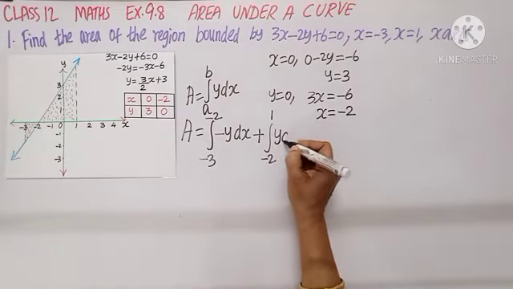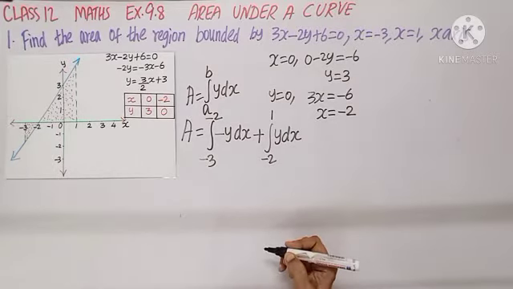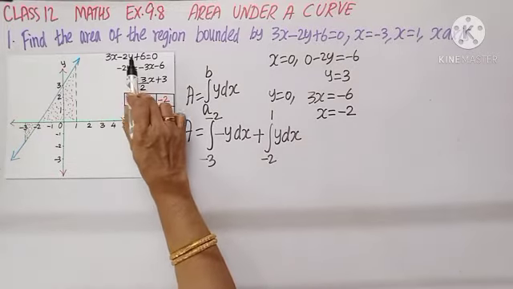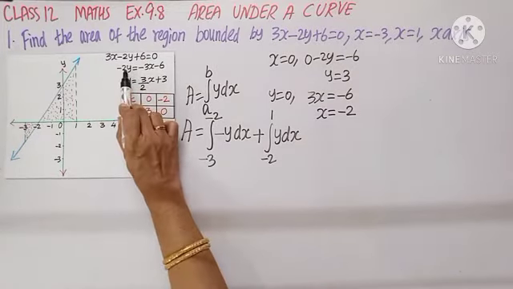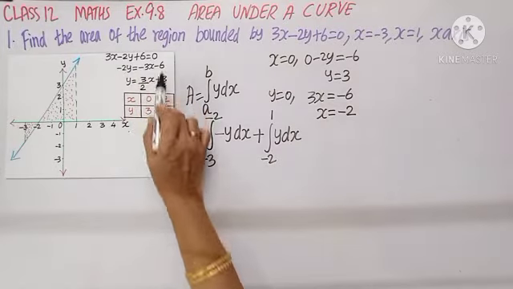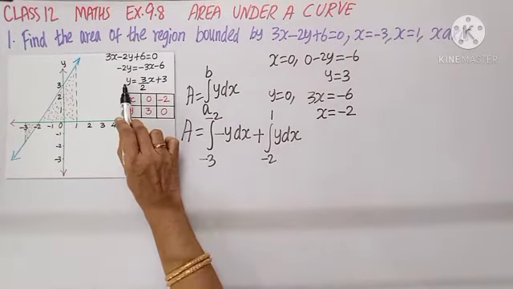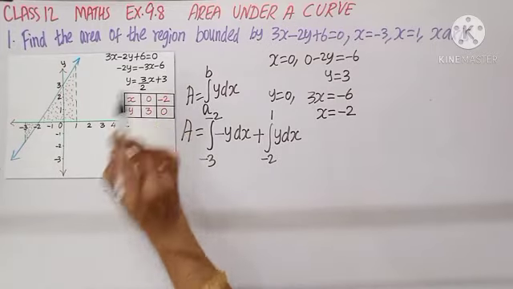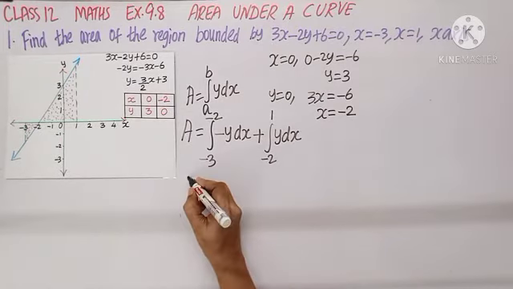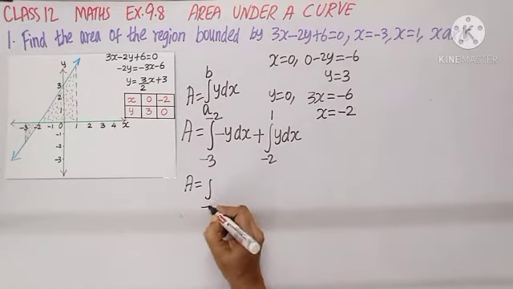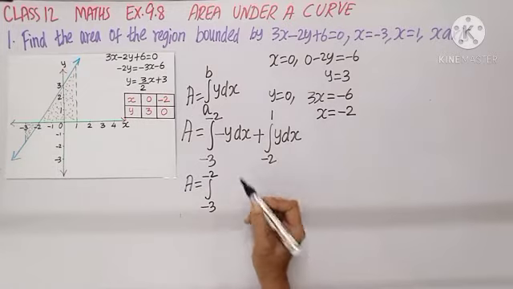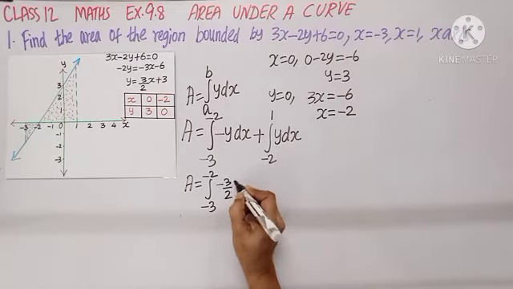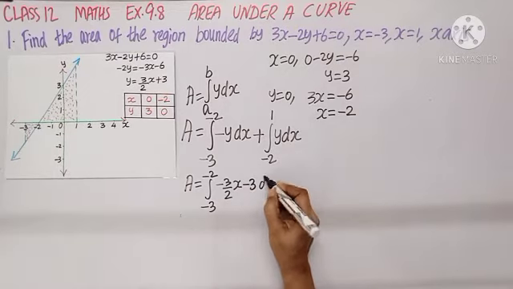So we will simply write y dx. What is y from the given straight line? 3x minus 2y plus 6 is 0. Minus 2y equals minus 3x minus 6, or y, when you divide by minus 2, is 3 by 2 x plus 3. Let me substitute. A equals integral from minus 3 to minus 2 of minus y, change the symbol, minus 3 by 2 x minus 3 dx.